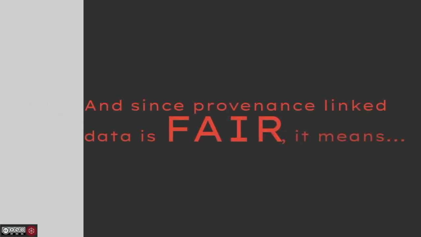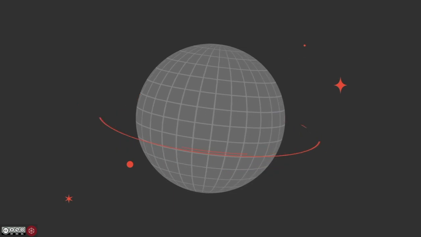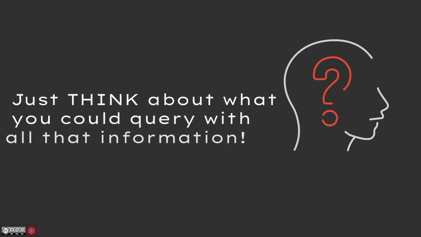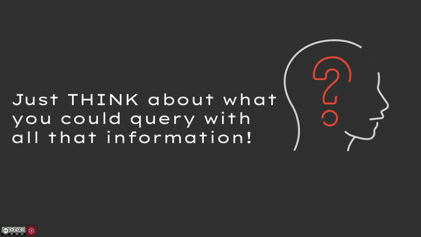And since provenance-linked data is FAIR, it means that we can ultimately analyze provenance information on a large scale, indeed across institutions, and forge new insights into cultural and social phenomena across time and space. Just think about what you could query with all that information.